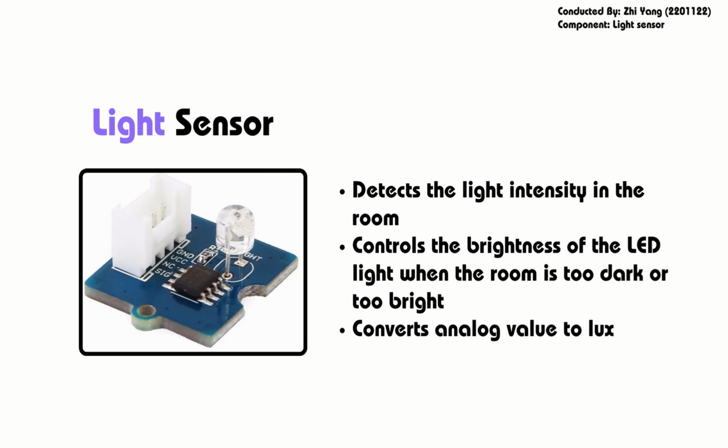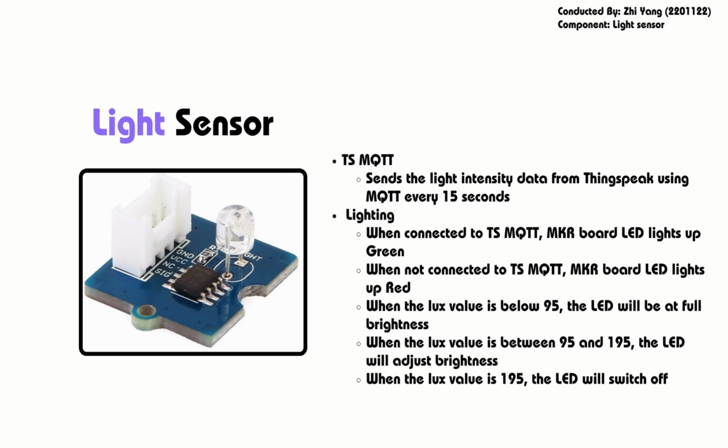Thank you, Ryan. Now I will be talking about the light sensor. The light sensor detects the light intensity in the room and controls the brightness of the LED in real time. When the room is dark, it will signal the LED to light up, and when the room is bright, it will signal the LED to turn off. The light sensor reads an analog value, which we will then convert into lux using reference from the specification sheet. We will then use interpolation to get a more accurate reading. The light sensor will then send the lux value to ThingSpeak using MQTT every 15 seconds.